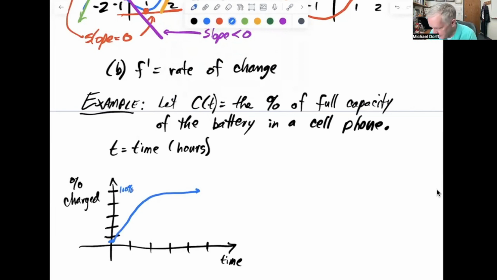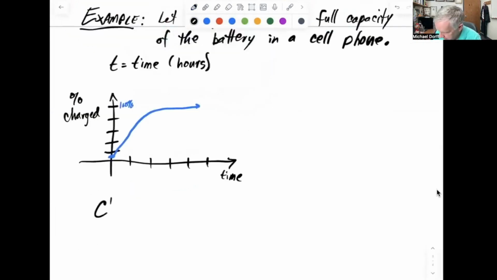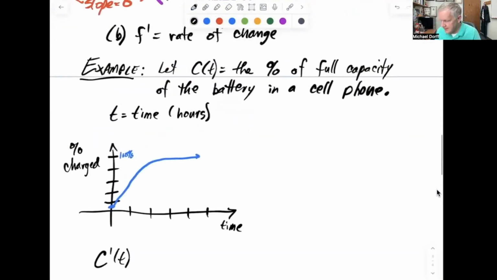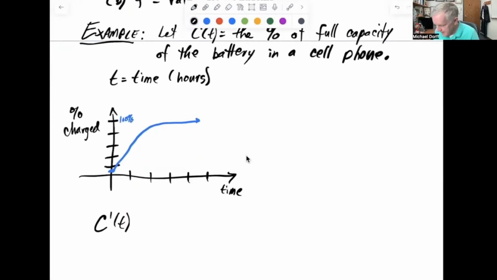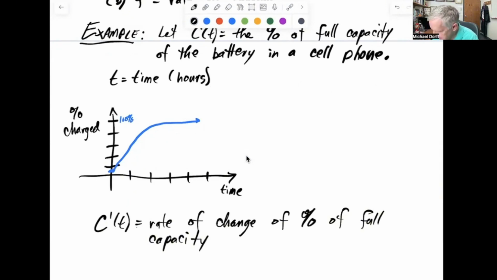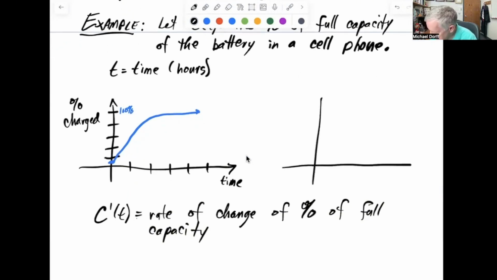What does the derivative represent? Well, C represents the percentage of the full capacity of the battery charged. So the derivative right here, what's that going to represent? Well, that's going to equal the rate of change of the percentage of full capacity. If I want to think of that in terms of a graph, what's that going to mean again? I put some values in here. So how much is it going to be changing through time?